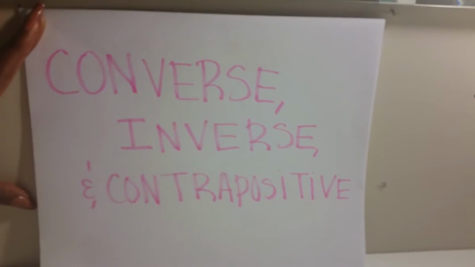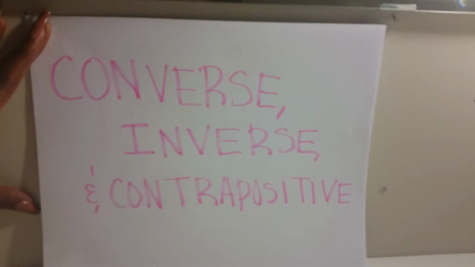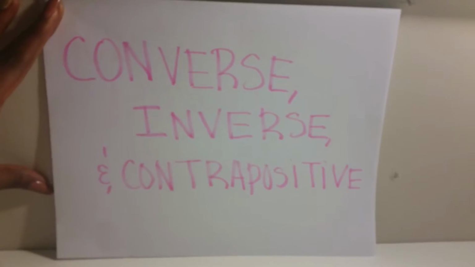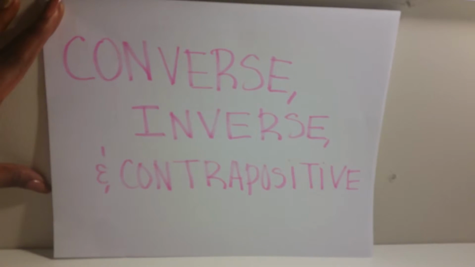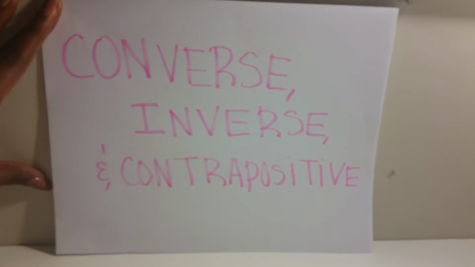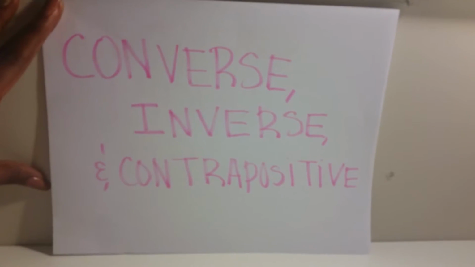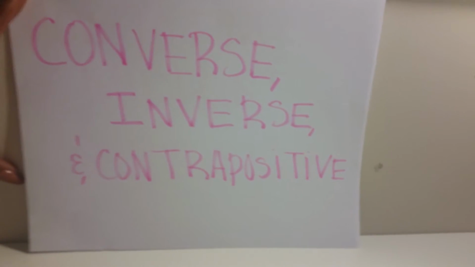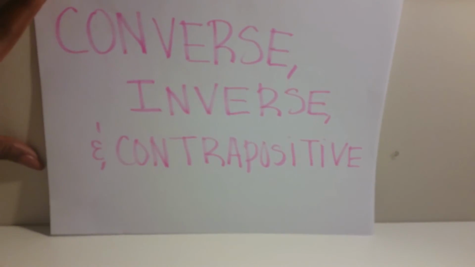The next thing is the inverse. The inverse is basically adding a not to both the hypothesis and the conclusion. This time, you do not switch the order of the hypothesis and the conclusion. You just keep it the way it is and add a not. So, for our example, if a closed figure is a circle, then it has 360 degrees, our inverse will be if a closed figure is not a circle, then it does not have 360 degrees.